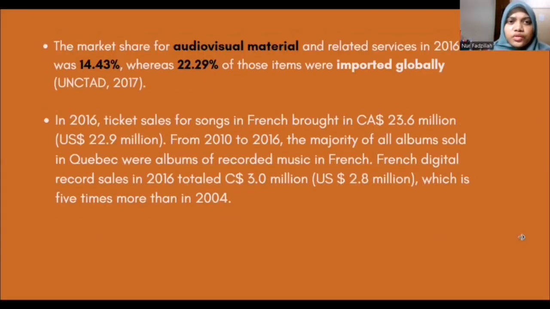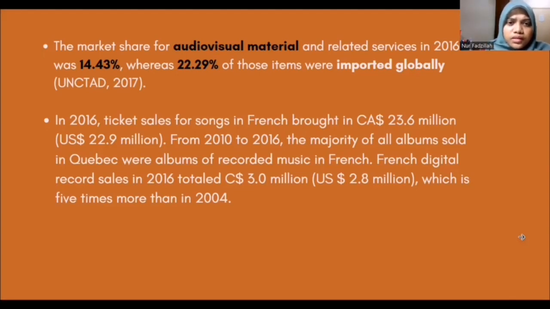The market share for audiovisual material and related services in 2016 was 14.43%, whereas 22.29% of those items were imported globally. In 2016, we can see that songs in the French language were bought for 23.6 million Canadian dollars.